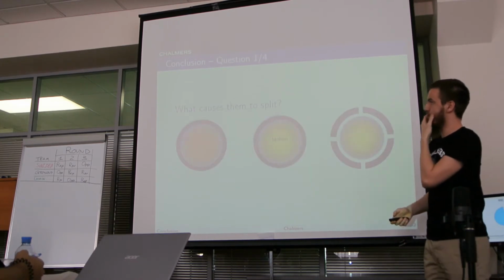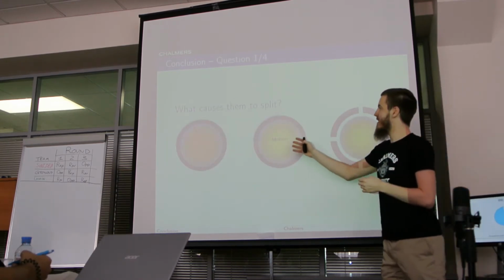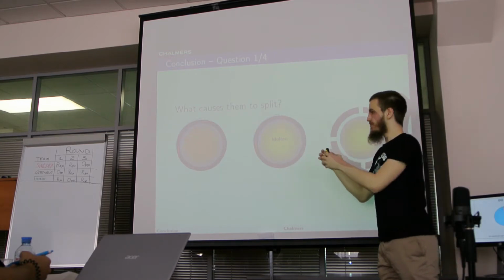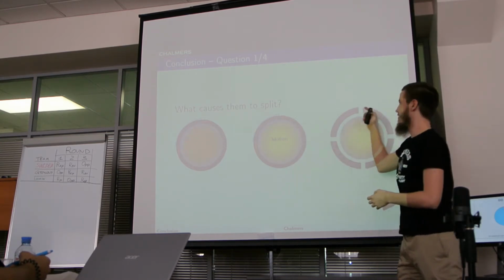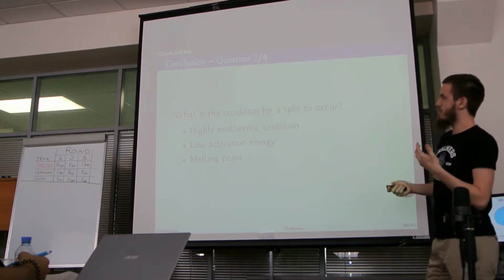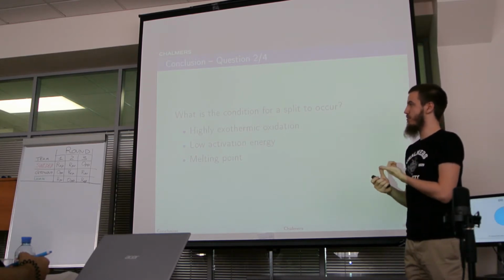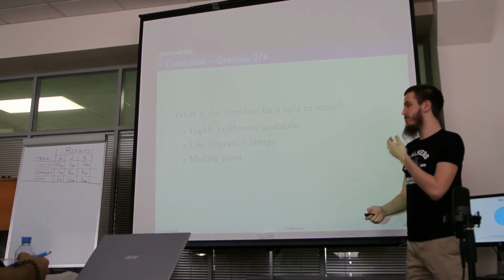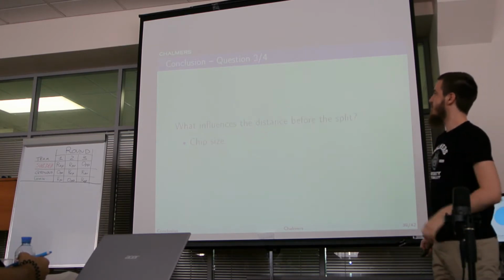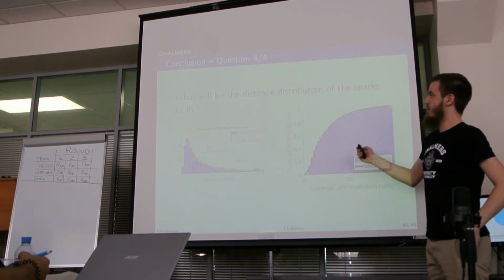I will answer the following questions. What causes them to split? Well, it's the melting of the core that causes the compressive forces here to send them out. What are the conditions? Well, you need a high exothermic oxidation, you need low activation energy, and it helps to have a low melting point. What's the distance for the split? It's the ship size, and here are my results.